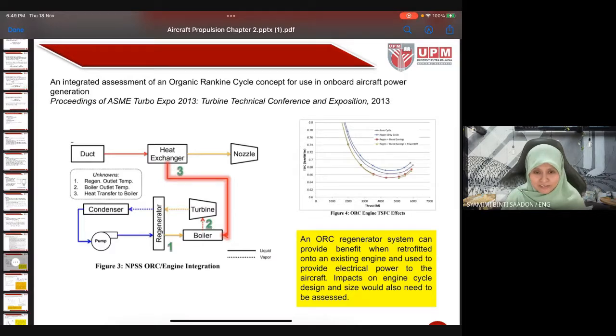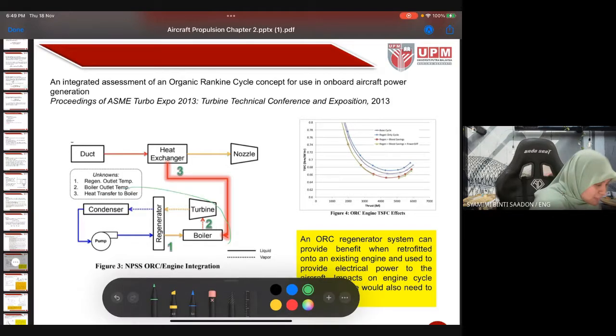It is a combined cycle, which means that the Brayton cycle, the aircraft engine cycle, is combined with another thermodynamic cycle called the organic Rankine cycle, a normal thermodynamic cycle. The idea is that an ORC regenerator system can provide benefit when retrofitted, when integrated onto an existing engine and used to provide electrical power to the aircraft.